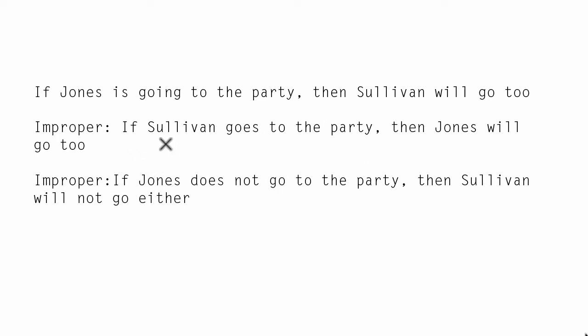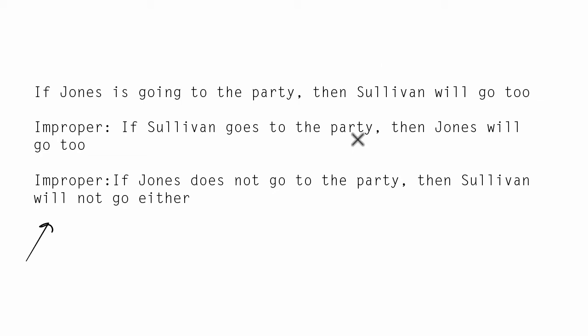In this first one, the two terms have been flipped, which you need to do, right? The necessary is now the sufficient and vice versa, but no negation occurred. So this is telling us that if Sullivan goes to the party, then Jones will go too. We don't know that. Sullivan going to the party is not a sufficient condition for Jones going to the party that we can pull out of this rule. So this is an improper reversal where we haven't done the necessary negation. In this next one, we've made another common mistake, which is that both terms have been negated, but they haven't been flipped. So it says if Jones does not go to the party, Sullivan will not go either. We don't know that. Jones not going to the party doesn't tell us anything about whether or not Sullivan will go.